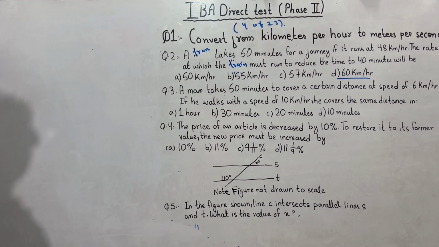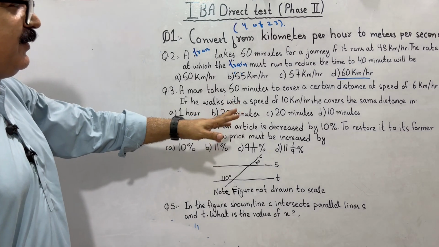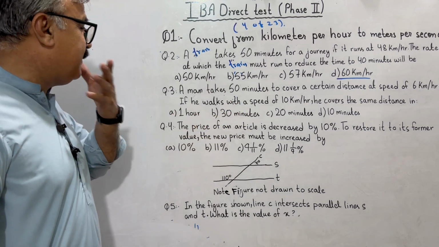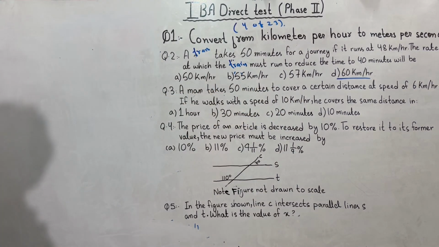Second one: a man takes 50 minutes to cover a certain distance at a speed of 6 kilometers per hour. If he walks with a speed of 10 kilometers per hour, I have no idea. Let's see and find out. First 50 minutes, he runs at the speed of 6 kilometers per hour. If he walks with a speed of 10 kilometers per hour, he covers the same distance in what time?